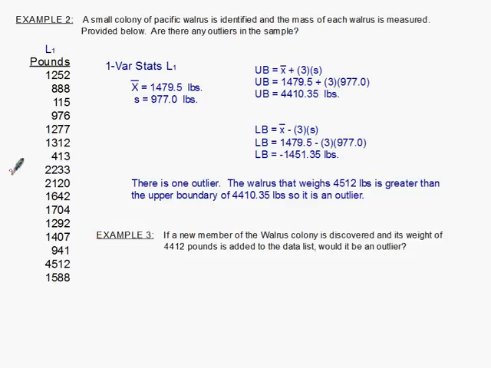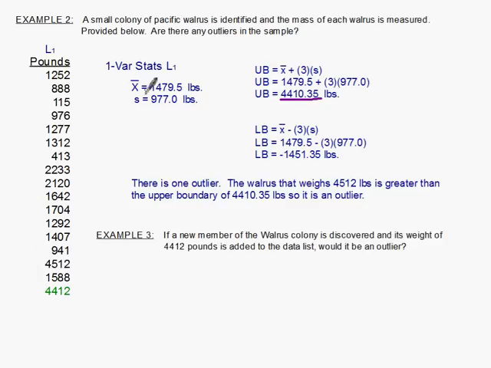And so we do, and it turns out to be 4,412 pounds. And we add that to the data, so we actually put it in the data list. And the question is, would it be an outlier? Because here's our upper boundary, 4,410. It appears to be bigger. Would it be an outlier? The answer is we don't know yet, because our data set has now changed.